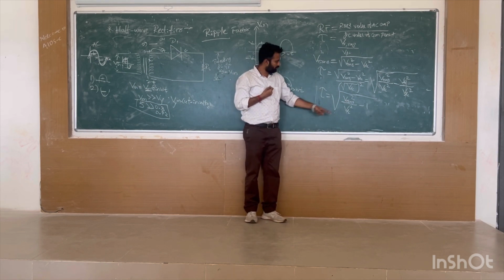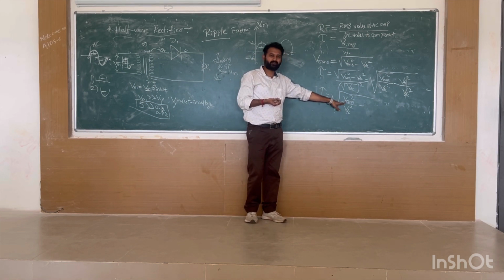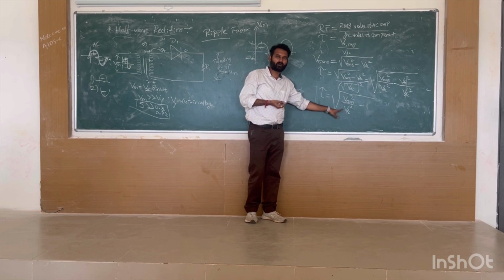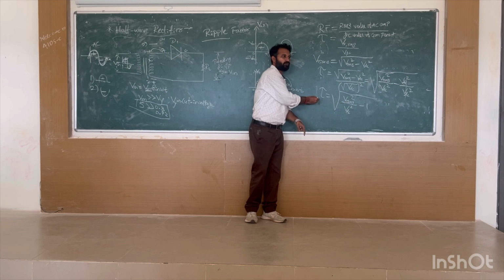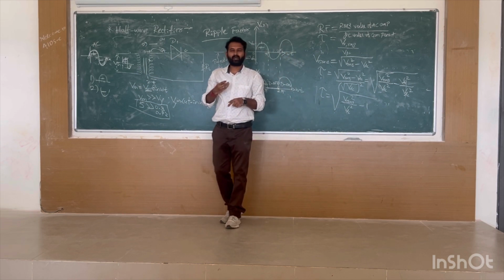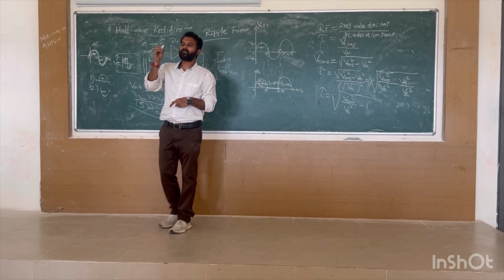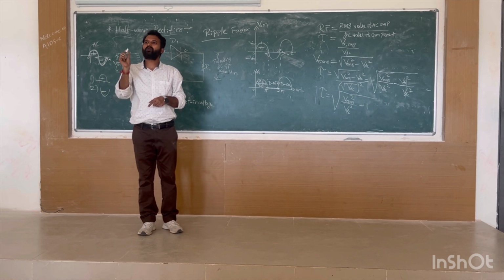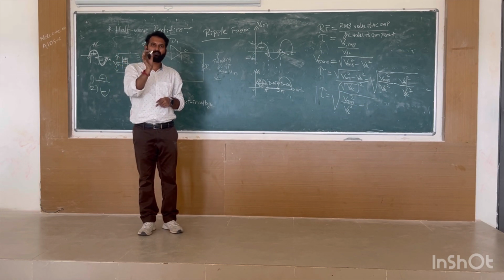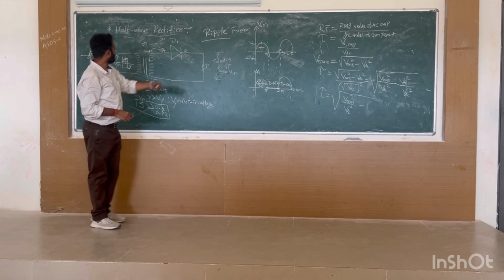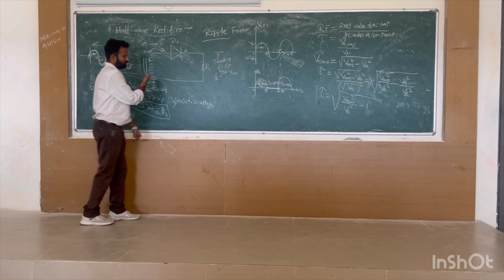Now we want to know what V_RMS and V_DC mean, which I haven't told you yet. We should know the value of these so that you will get the value of tau. Understandable? What is our task? To find out the value of tau. Tau means ripple. How much ripple is there? Now let me tell you what these mean.